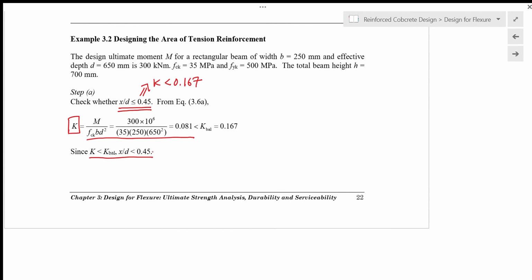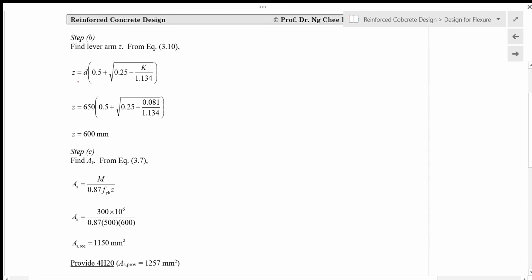This is to check and make sure that the beam is tension failure at ultimate limit state, or it is under reinforced. Next, we calculate the lever arm Z, using the equation that we have derived before. We substitute K into the equation, and we get lever arm Z equals 600 mm. Then by using the equation derived before for the design, AS required is 1150 square millimeter. This is the required steel cross-sectional area that we need to put into the beam.